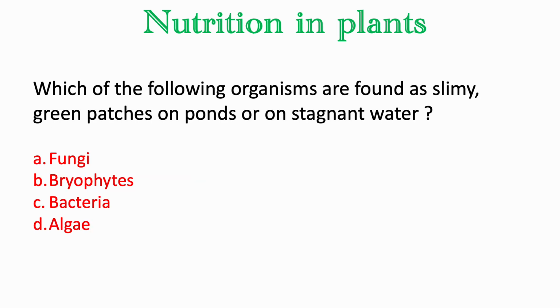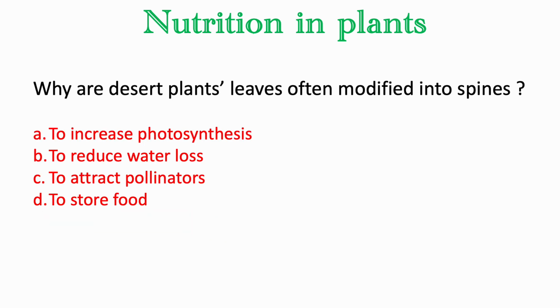Next, which of the following organisms are found as slimy green patches on ponds or on stagnant water? Option is fungi, bryophytes, bacteria, algae. Correct answer is option D, algae. Next, why are desert plants' leaves often modified into spines? Option is to increase photosynthesis, to reduce water loss, to attract pollinators, and to store food. Correct answer is option B, to reduce water loss.